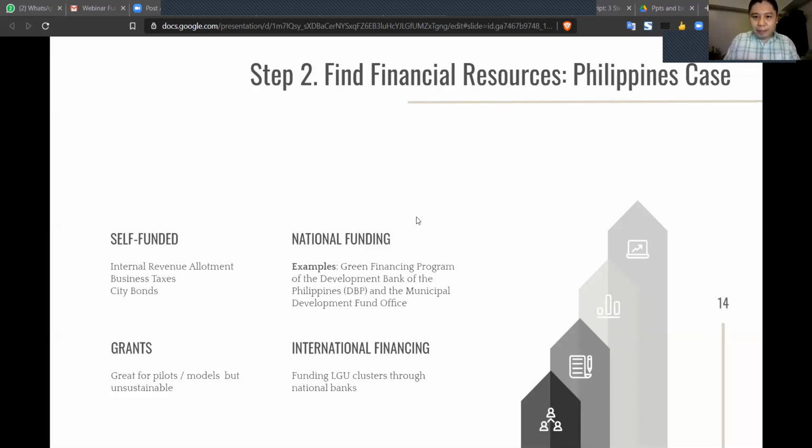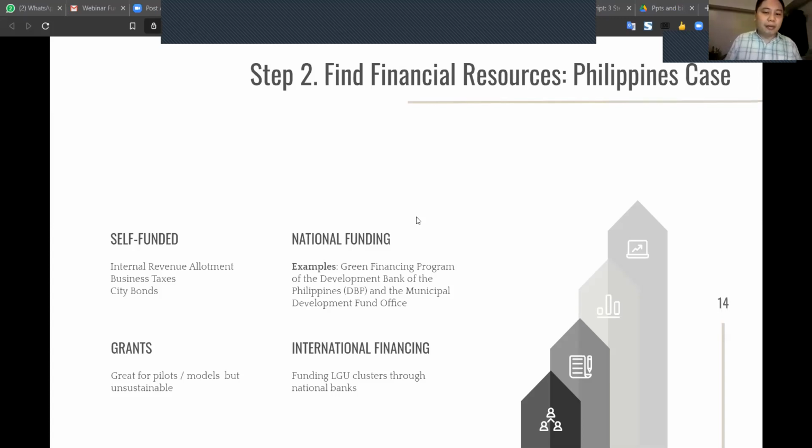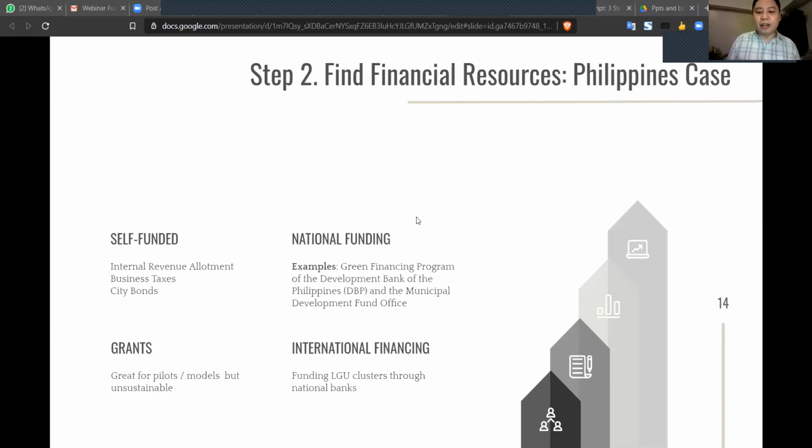Other examples or options in the Philippines: there's also funding coming from the national government. In this case, we have the Development Bank of the Philippines and the Municipal Development Fund Office under the Department of Budget and Management. These schemes, in a way, offer low interest loans to local governments. But the current portfolio right now, if you're interested in looking at this, is that a lot of cities are using this to finance high-cost infrastructure projects such as landfills or purchasing big garbage trucks. And maybe in the future, there will be an opportunity to create a more holistic project that would include resources for more collectors and decentralized collection.